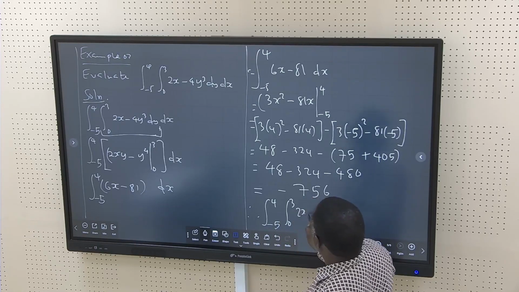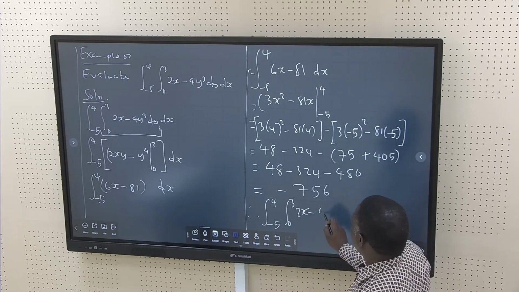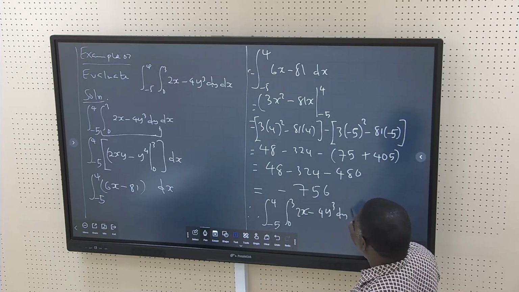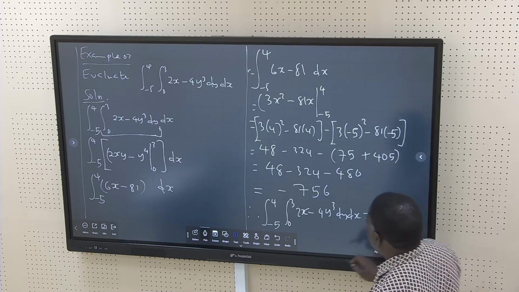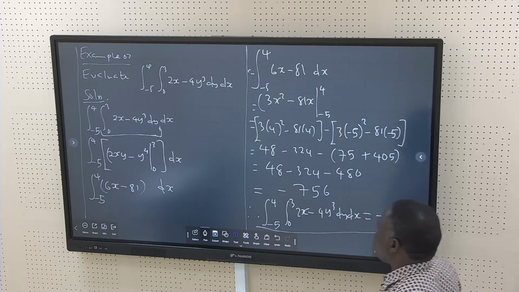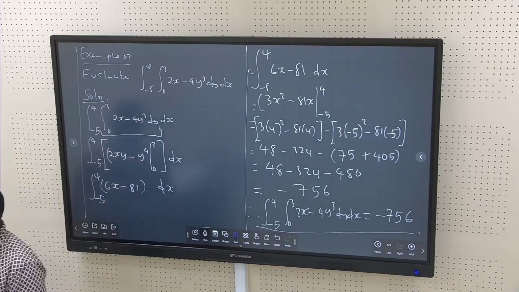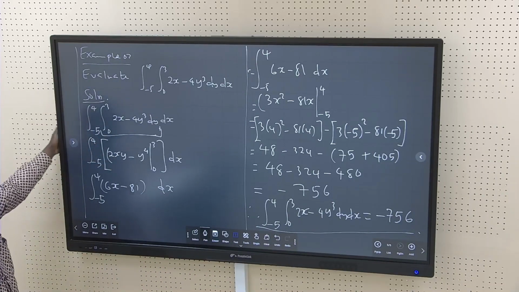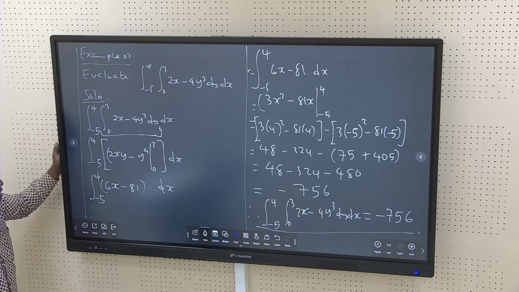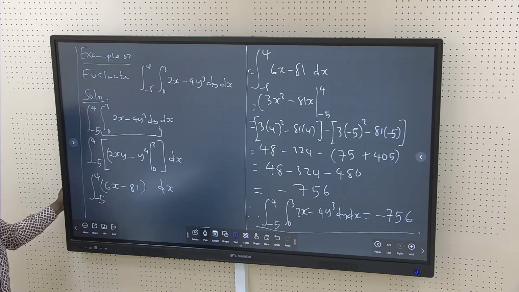403 of 2x minus 4y cubic dy dx equals negative 756. That is all about the double integrals. So this is how we can evaluate double integrals in Cartesian coordinates. In Cartesian coordinates, it's very simple. There is no difficulty if you know the techniques or approaches used in finding integrations.